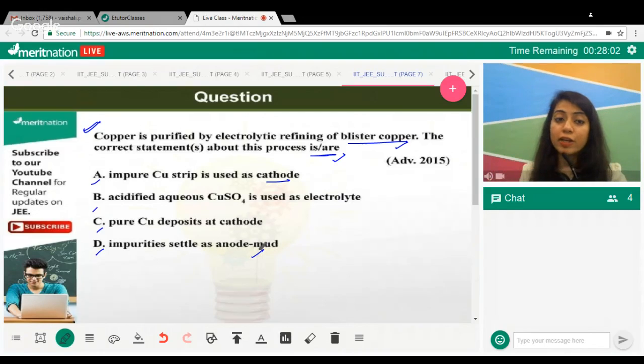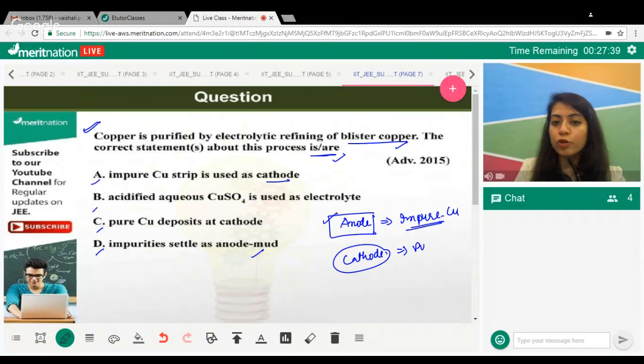Okay, so here basically what you need to know is what electrolytic refining is. What happens in that case? Always the anode in this electrolysis is taken as the impure metal. So impure copper will be anode, not cathode. And cathode is the pure electrode, pure copper. And whenever electrolysis is done, we dip both the electrodes in a common electrolyte. The electrolyte taken here is CuSO4. So this statement is absolutely right. A is wrong because impure copper strip is taken as anode.